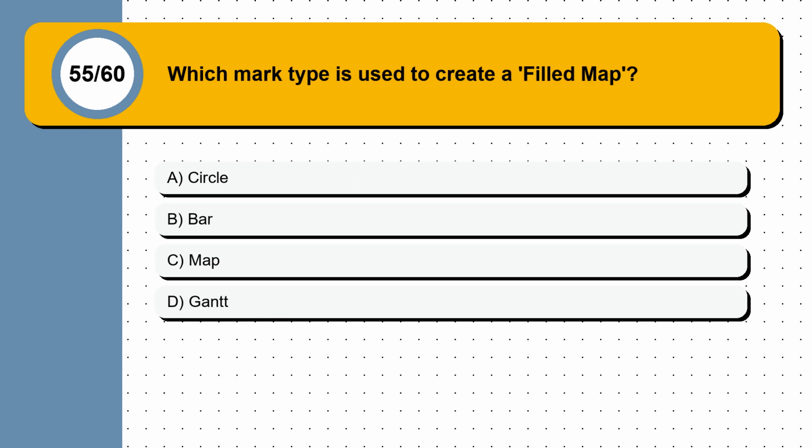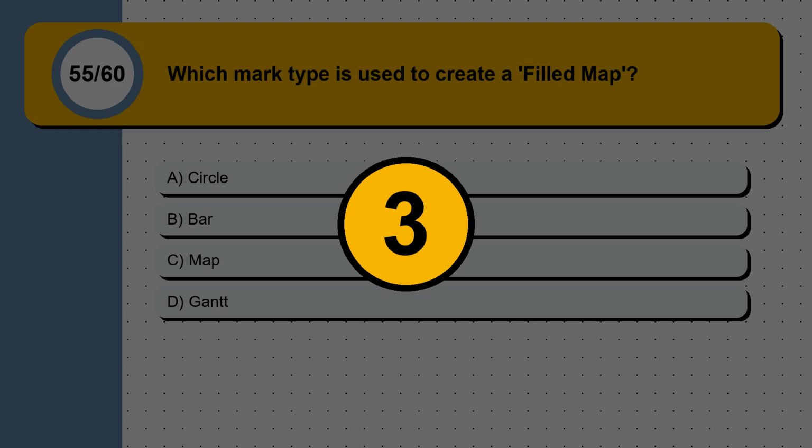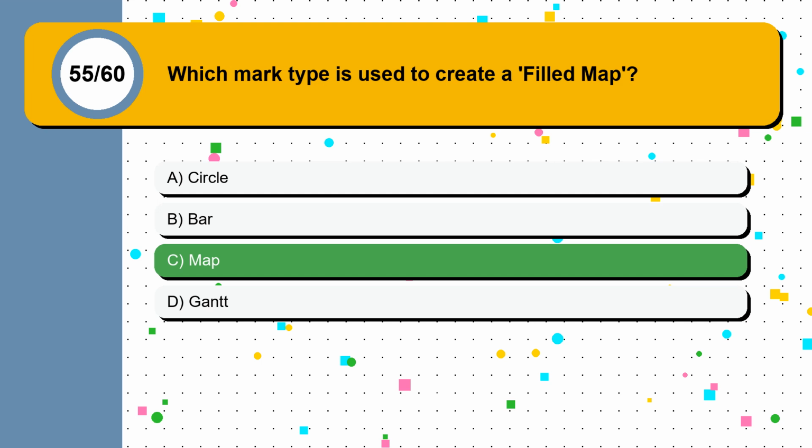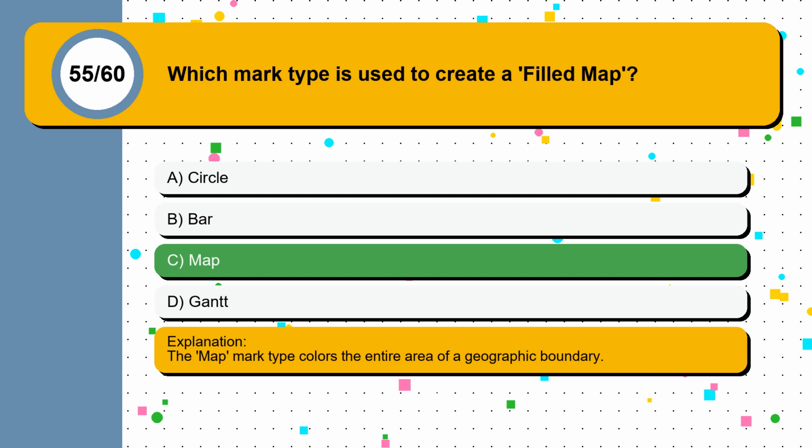Question 55. Which mark type is used to create a filled map? Option A, circle. Option B, bar. Option C, map. Option D, Gantt. The correct answer is option C, map. The map mark type colors the entire area of a geographic boundary.